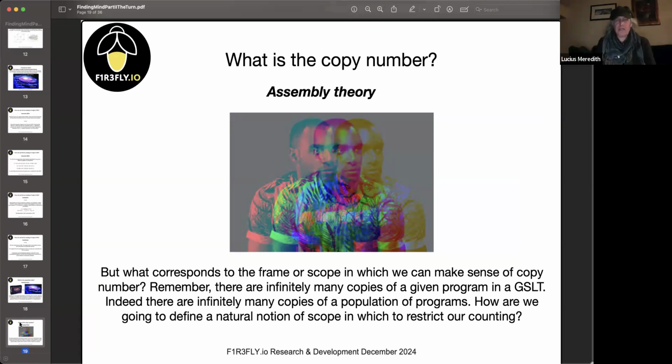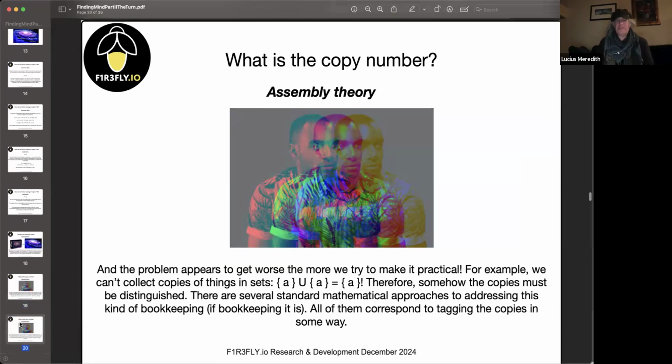But it's worse when we're in a mathematical domain. At least in the physical domain, we have some ghost of a chance of exploring the entire extent if the physical universe is finite in size. But in a GSLT, there are an infinite number of copies of a program. And worse, there are an infinite number of copies of a population of programs. So how are we going to define a natural notion of scope in which to restrict our counting? And the problem appears like it gets worse and worse the more you try to make it practical. For example, in the assembly theory papers, they use sets to calculate copy number, but sets don't admit copies.